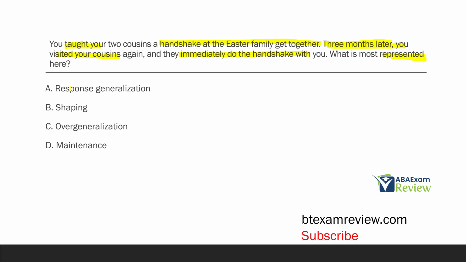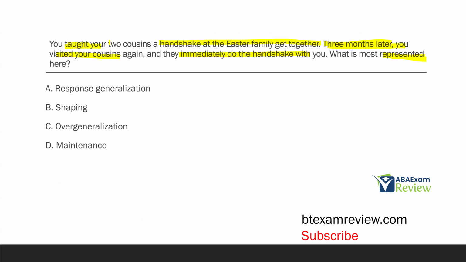So what is represented? A, response generalization. Response generalization says more than one response occurs in the presence of a single stimulus. Typically, these new responses are untaught. So we don't have really response generalization here.